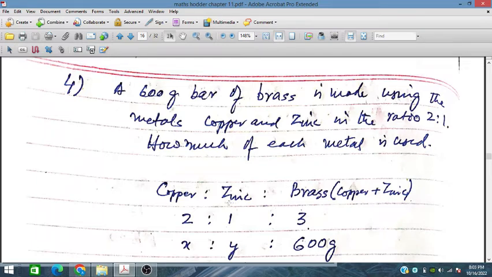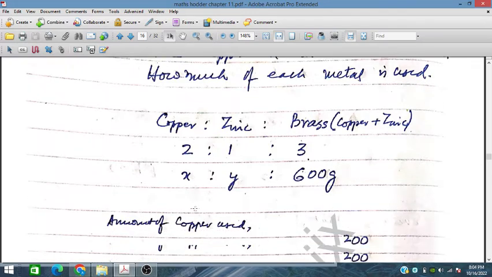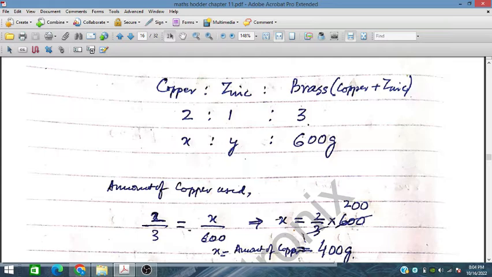So brass is copper plus zinc. Copper is 2 and zinc is 1, as given. So brass is 3. How much of each metal is used? For 600 grams we have to find this ratio, x to 600, 2 to 3. For 2 parts of copper we have 3 parts of brass. So for x parts of copper we have produced 600 grams of brass.